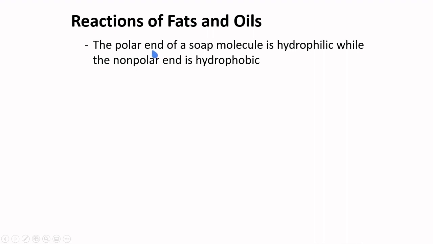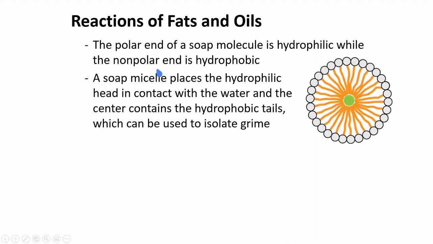The polar end of a soap molecule is hydrophilic, while the nonpolar end is hydrophobic. A soap micelle places the hydrophilic head, the part where the carboxyl group is present, in contact with water, and the center contains the hydrophobic tails, which can be used to isolate grime in this case.